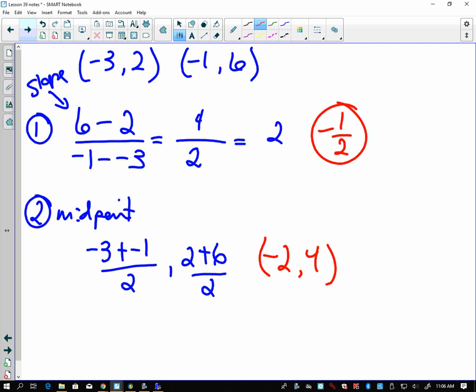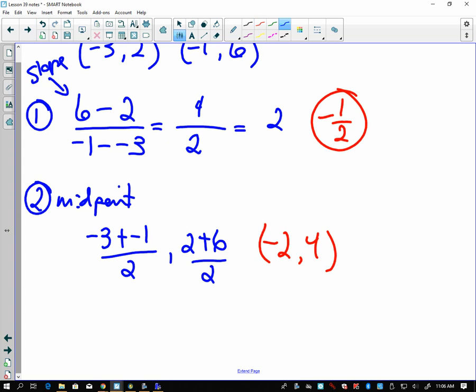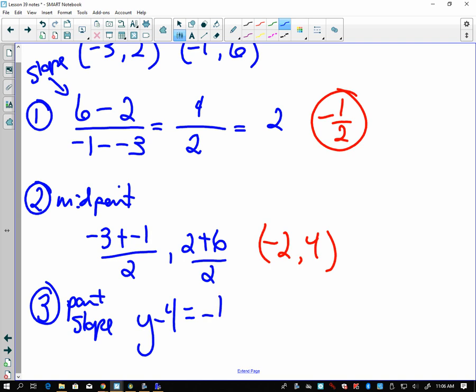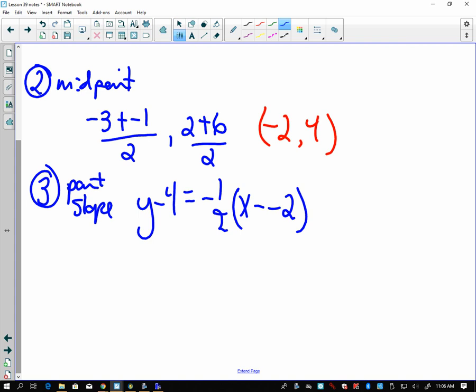All right. Now, step 3, point slope. So y minus what? Y minus 4 equals -1/2 x minus -2. So we have y minus 4 equals -1/2 x. What's -1/2 times 2?